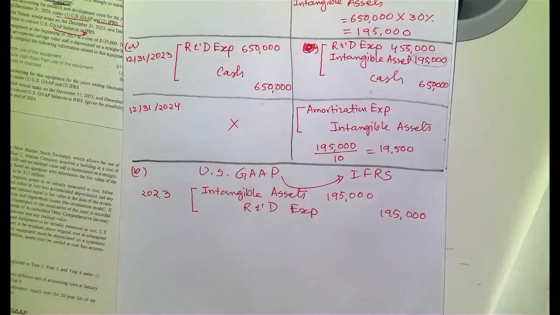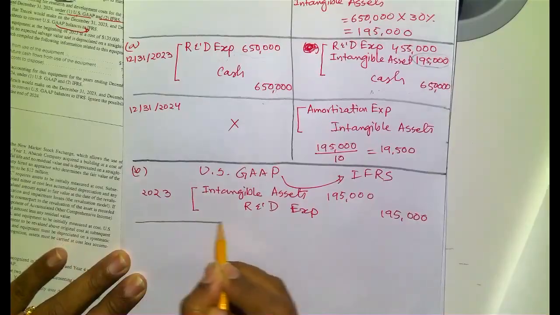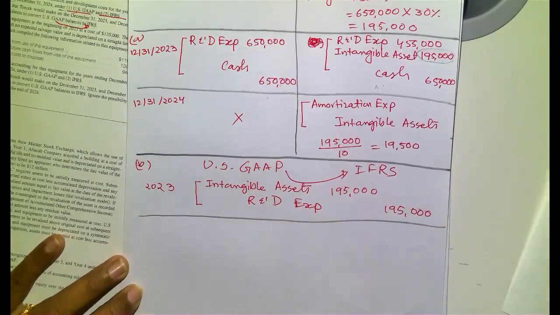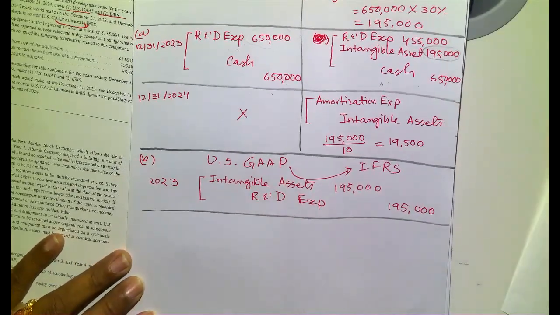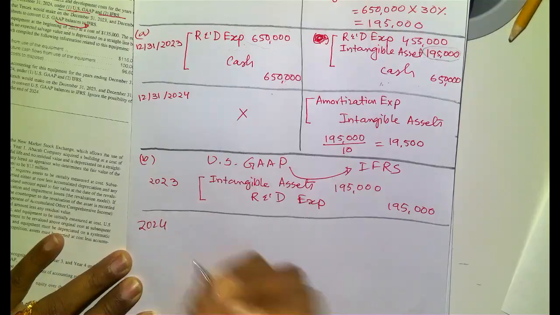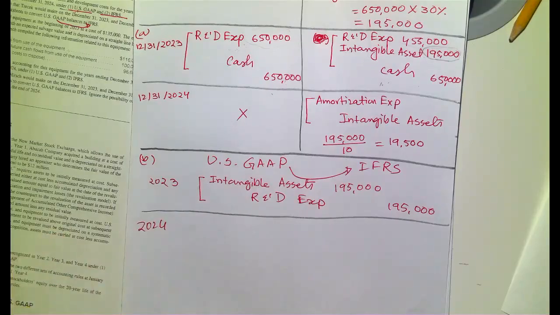Very easy. Now, second year's conversion entries. Let's do second year, 2024. Remember, the second year will have cumulative impact. Especially the balance sheet items will have cumulative impact, because balance sheet things, we carry forward from one year to the other year.